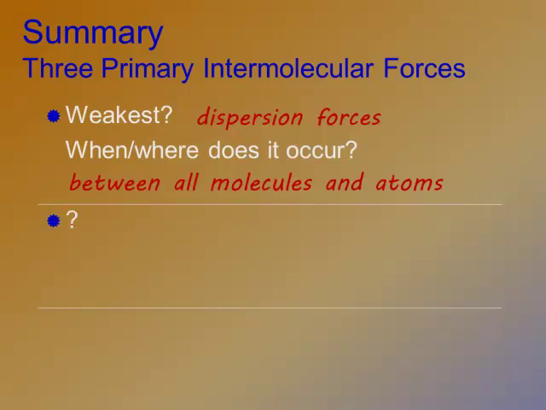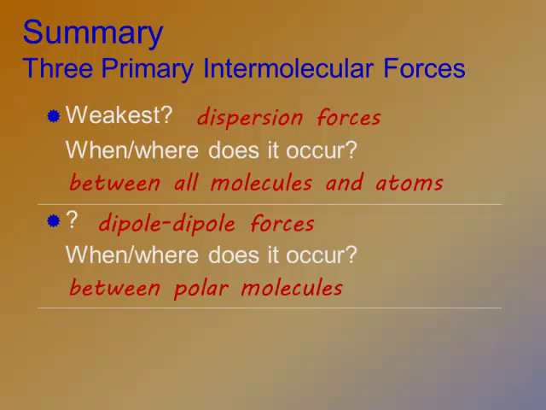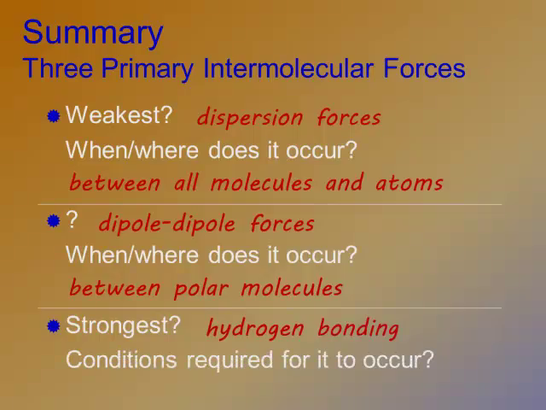What IMF type is in the middle in terms of strength? Dipole-dipole forces. Where do these occur? Between polar molecules. And finally, what is the strongest type of IMF? Hydrogen bonding. And what are the conditions required for hydrogen bonding to occur? The molecule must contain hydrogen covalently bound to a nitrogen, oxygen, or fluorine. That molecule is then capable of experiencing hydrogen bonding with another molecule.